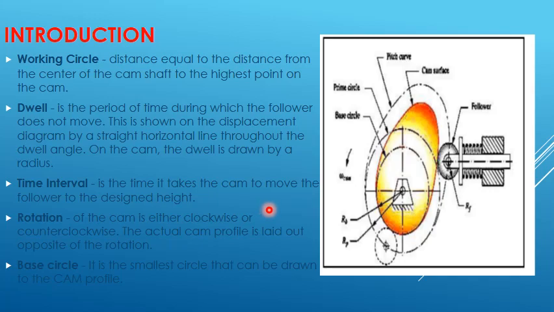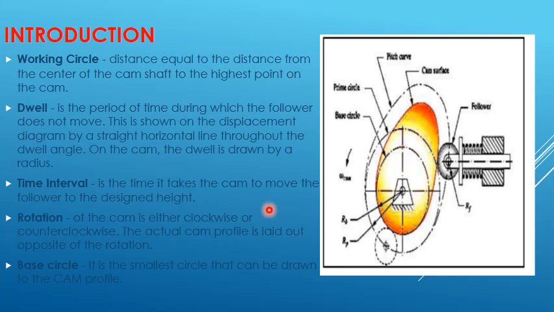Dwell is shown on the displacement diagram by a straight horizontal line, and on the cam the dwell is drawn by an arc. You can use the radius and draw an arc. Now time interval is the time it takes the cam to move the follower to the designed height.